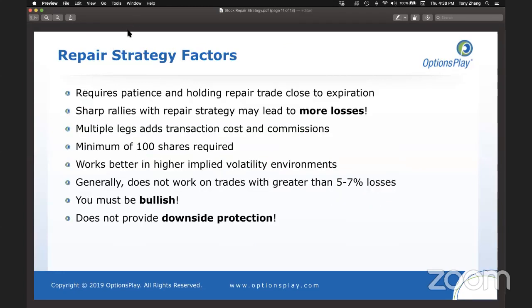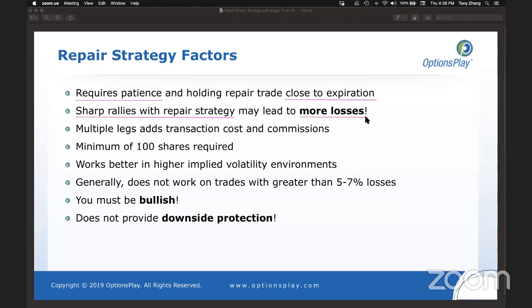So a number of factors that you really need to keep in mind when you're putting on a repair trade. Number one, this strategy really requires patience, and you need to hold the repair trades close to expiration in order to actually benefit from the strategy, from the outcomes that I just explained to you. Because if the stock was to rally relatively sharply when you have a repair strategy, this is actually an opportunity where you may experience more losses.